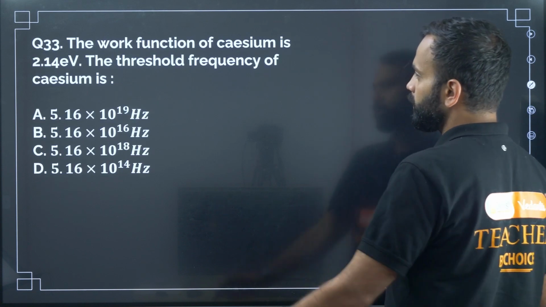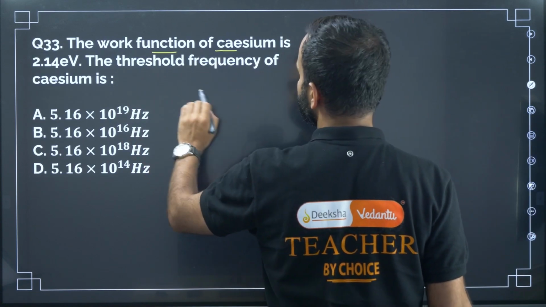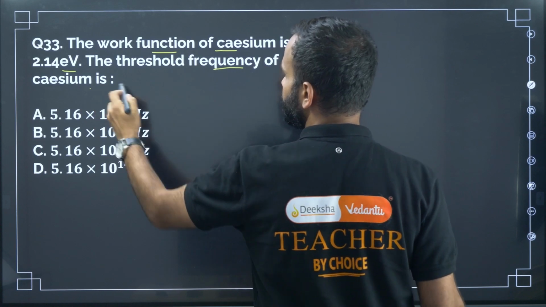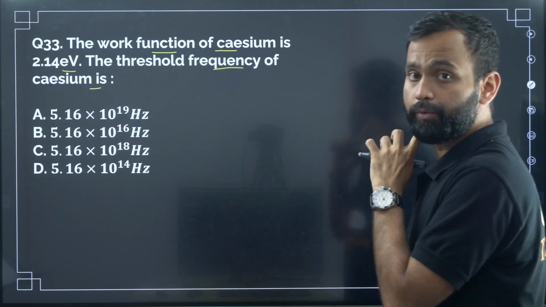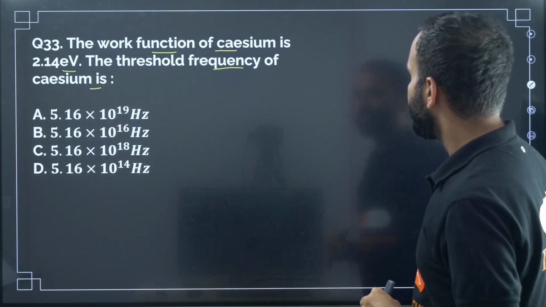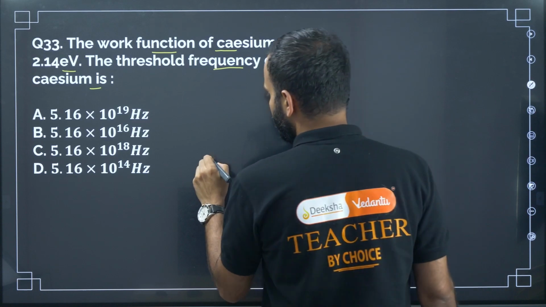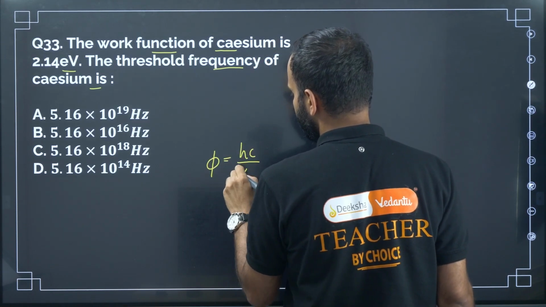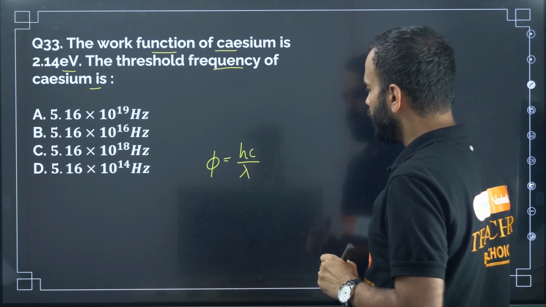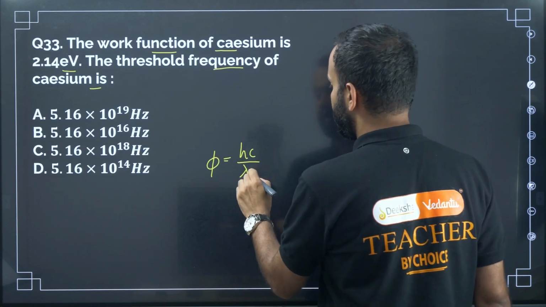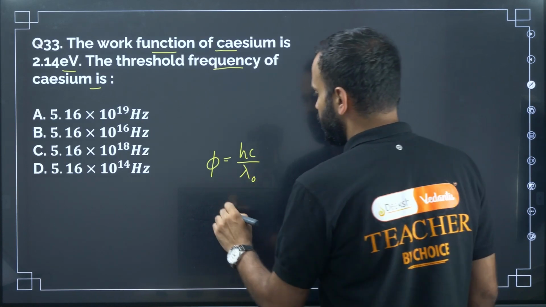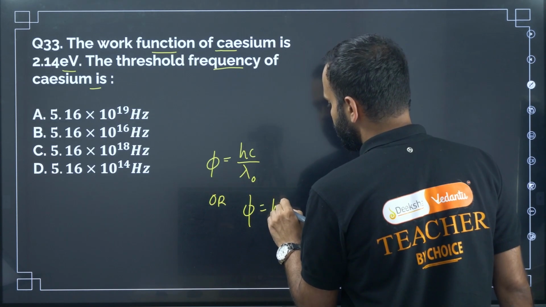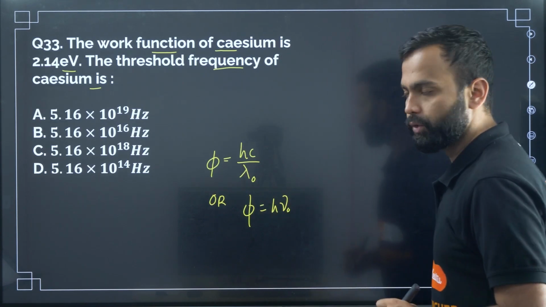Next question, question number 33. The work function of the cesium is 2.14 electron volt. The threshold frequency of the cesium. Okay, we need to find threshold frequency of the cesium, right? Yeah. So we know that work function phi is equal to hc by lambda, or h into nu naught. Hc by lambda naught, lambda naught is threshold wavelength. Or work function phi equal to h into nu naught. Nu naught is threshold frequency.